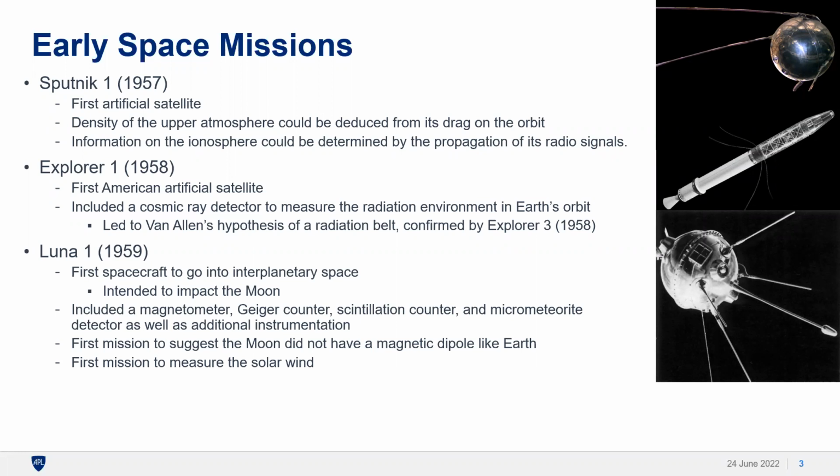But what this allowed is for it to take this whole host of instrumentation for science and both do a near lunar flyby and deduce that the moon probably did not have the same kind of dipole field as the Earth does, but also then go out into the solar wind to make measurements there for the first time.